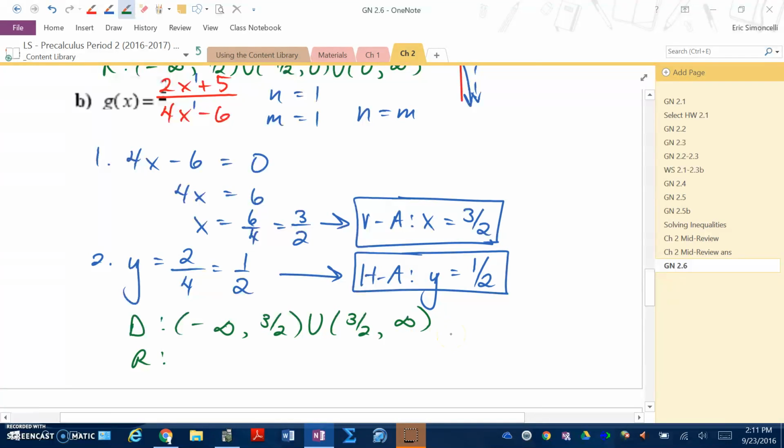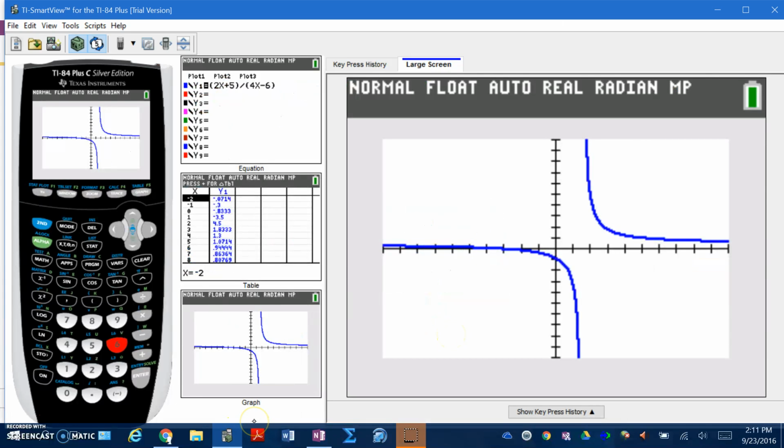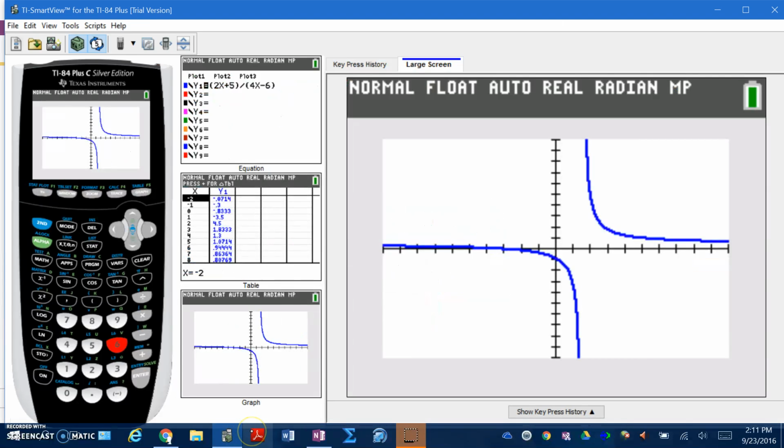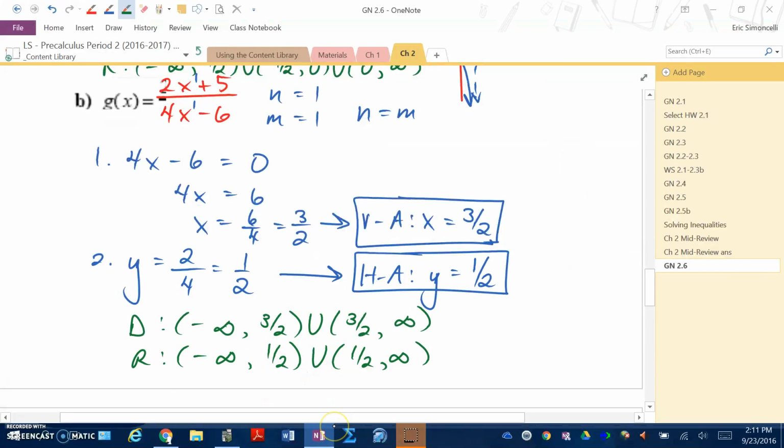As far as the range goes, that's going to be very similar. In this respect, we're looking at y values never being equal to 1/2. So we're limited in that regard. As far as the y's, we go negative infinity to 1/2 in union with 1/2 to infinity. So the values are only above and below 1/2, never equal to. The graph again speaks to that. Moving on to the next page.